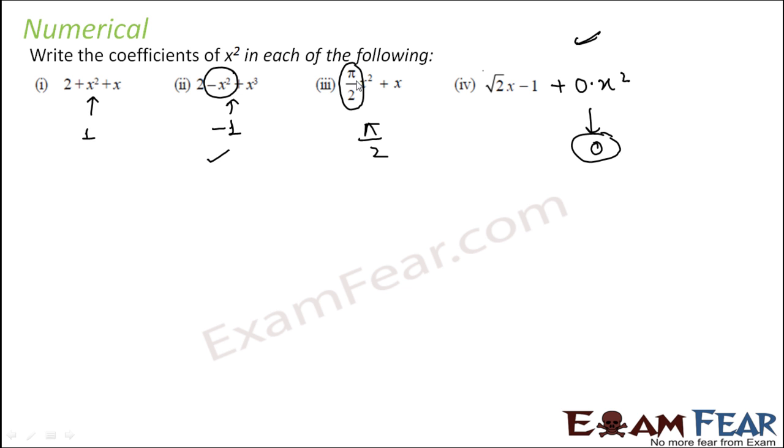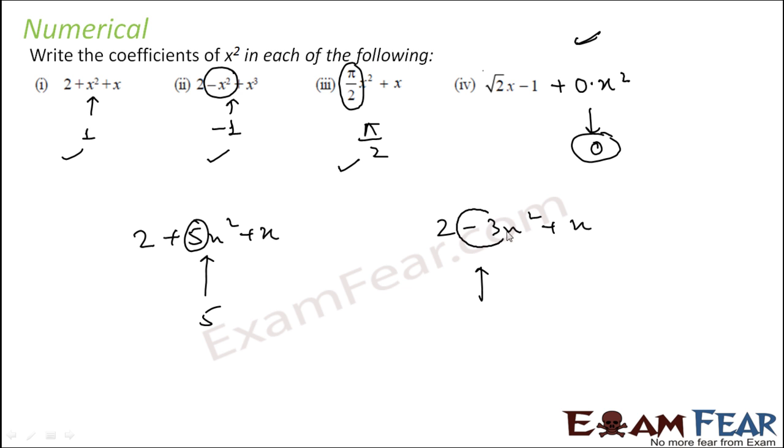Here there was a negative sign, so the negative sign came. Here we have multiplied with pi by 2, so this coefficient is pi by 2. And here there was no sign, it's only multiplied with 1. For example, if you take 2 plus 5x square plus x, here the coefficient of x square will be 5. 2 minus 3x square plus x. Here the coefficient will be minus 3 for x square.